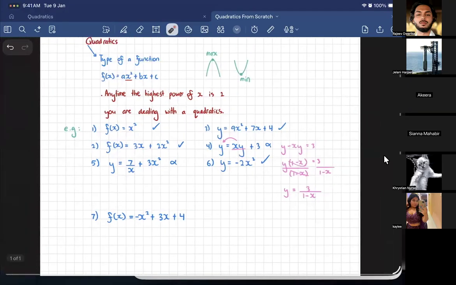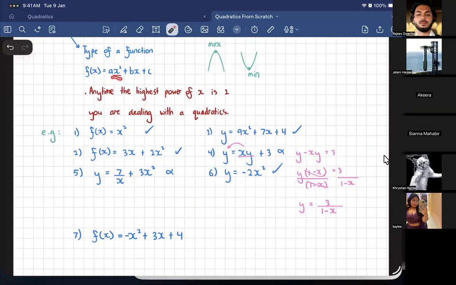So check out the form of a quadratic, right? The highest power of x is 2, without any fractions or anything. So check this out and tell me if that looks like a quadratic.